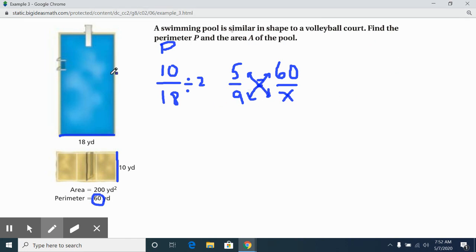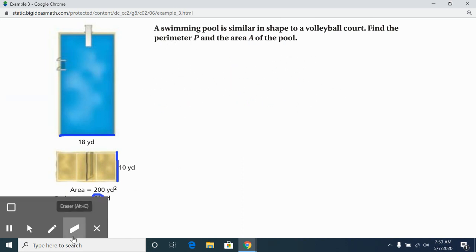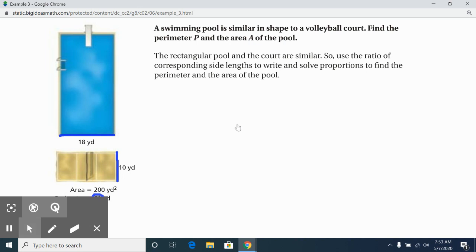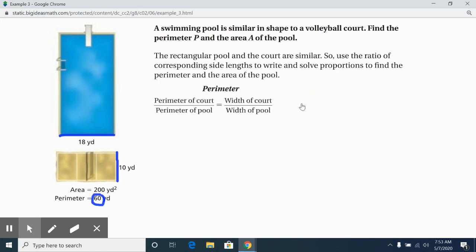So let's take a look and see that the book does the same thing. Again, it says the rectangular pool and the court are similar, so use the ratio of corresponding side lengths to write and solve proportions. The first one we started with was the perimeter. They did the same thing. They went from court to pool. They didn't even simplify their fraction, which I did, but remember, guys, it'll still give you the same answer no matter what you do. They cross-multiplied here to get these numbers, and then they divide to find the perimeter would be 108.